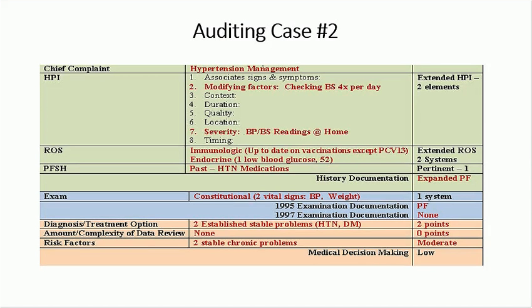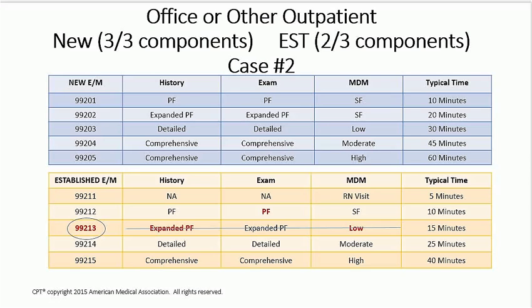Here are the details of the documentation that was credited for each element in Case 2 for you to reference later. Case 2 appears to be an established patient visit, and once again we have met 2 out of the 3 components to support CPT 99213. We had an expanded problem-focused history, a problem-focused exam, and low medical decision making.